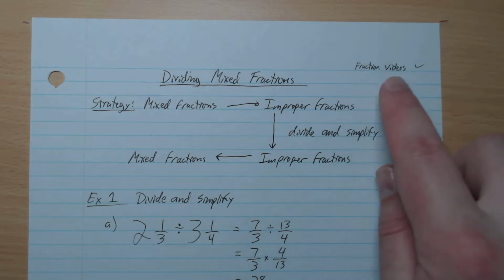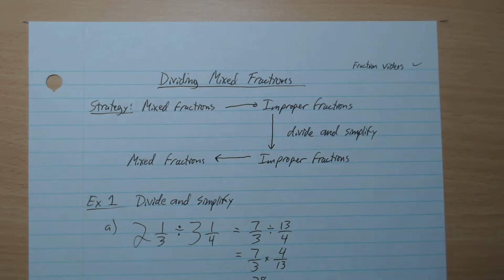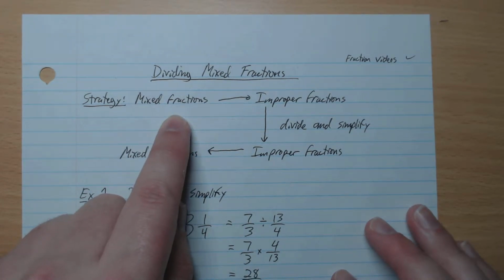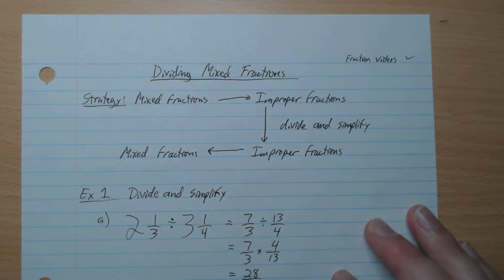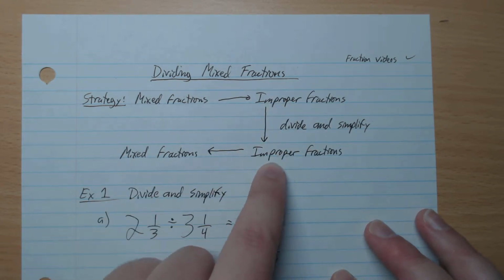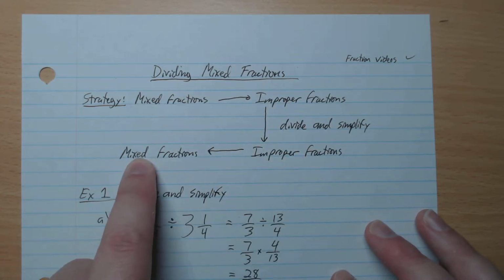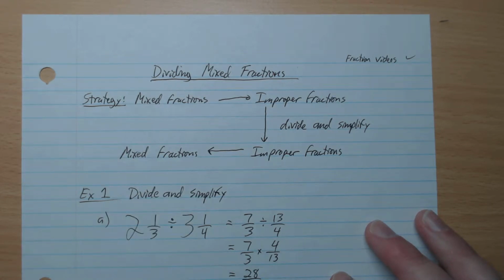And if you've seen our previous fraction videos in grade 8, your hard work is going to pay off in this lesson. So here's our strategy. We're going to have mixed fractions. We're going to convert them into improper fractions. Then we're going to divide and simplify, and then convert back to mixed fractions as such.